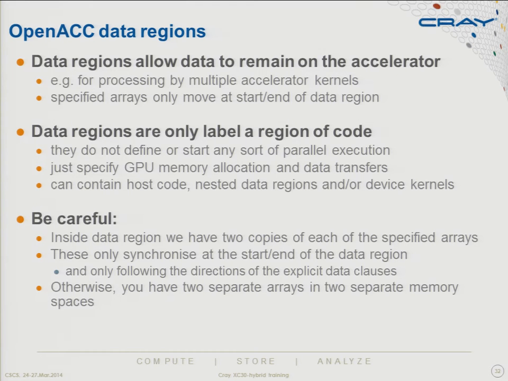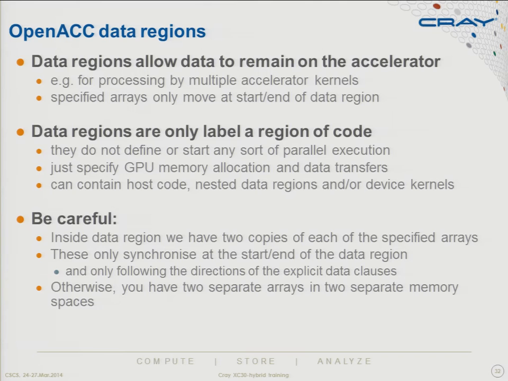The data regions are a way of allowing data to remain in the accelerator to be processed by multiple kernels with no data movements in between. What you do in your code is you specify points in the code where data should move to the GPU and points in the code where data should move back to the CPU. So these data regions you put in are simply labels in the code. They can surround not only GPU kernels, they can also surround CPU serial code.